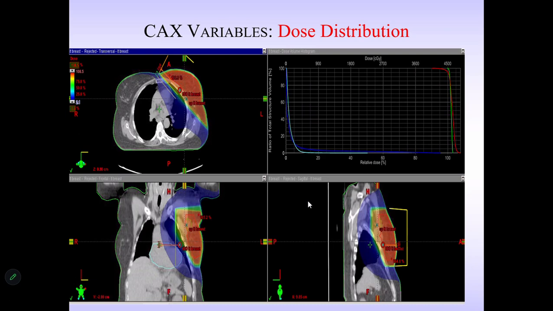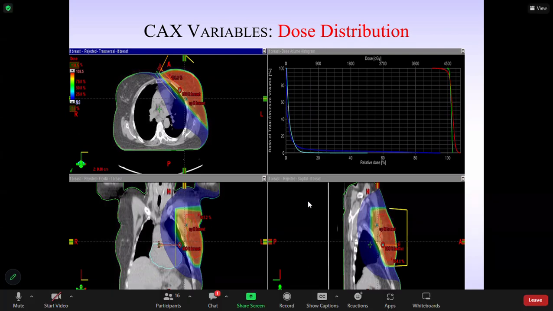This case is just the breast only. So when you do the plan for a breast, you have two fields normally. One comes medially this way and one comes laterally from the back. Okay, if you think about it, let's say one at 15 degrees and the other at 345 comes from the other side. Okay, so that's how you start with the gantry angle.